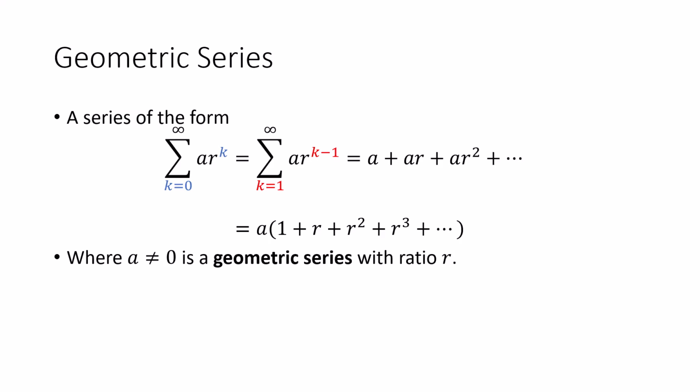A geometric series is also a popular series. A series of the form from k equals 0 to infinity of ar to the k, or a series of the form k equals 1 to infinity of ar to the k minus 1 power, which is equal to a plus ar plus ar squared, and you can keep going. Factor out the a, and this series can be rewritten as a times the quantity 1 plus r plus r squared plus r cubed, etc., where a is not equal to 0. This would be a geometric series of ratio r.